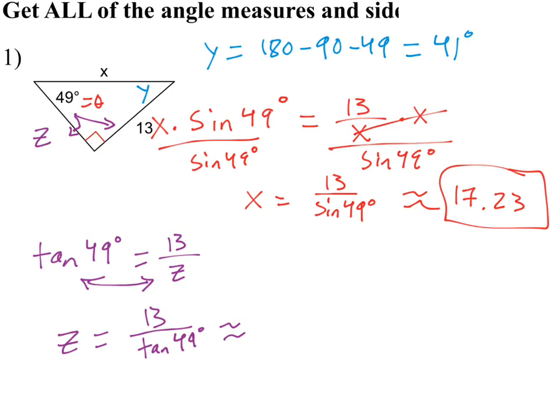I do want to make note that you should be making sure your calculator's in degree mode, not radian mode. It changes your answer drastically, so make sure it's 49 degrees and not 49 radians. But take a moment, put it in, see what you get. Alright, should be getting 11.30, or just 11.3. And voila, we have solved this triangle by getting all the side lengths and all the angle measures.